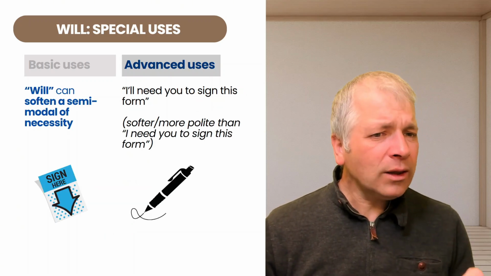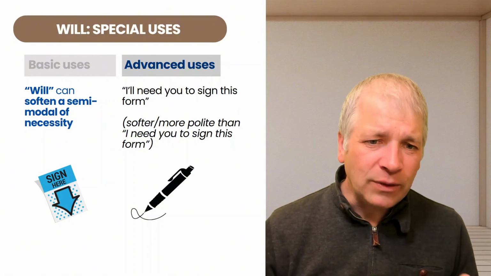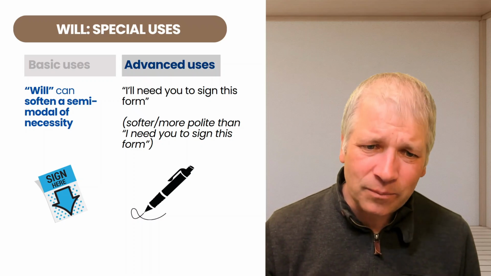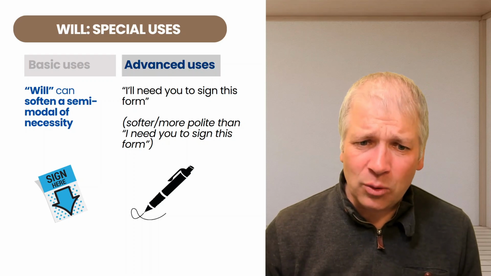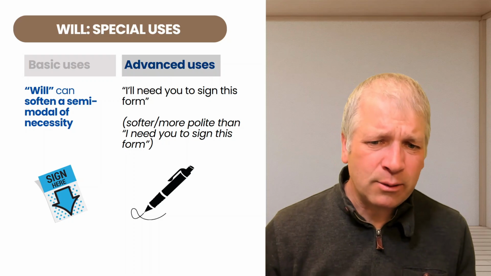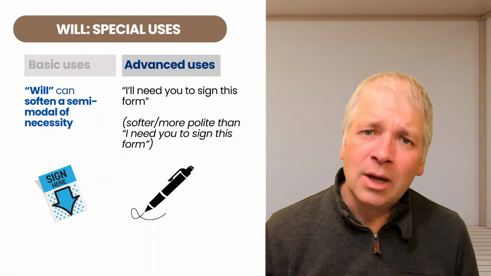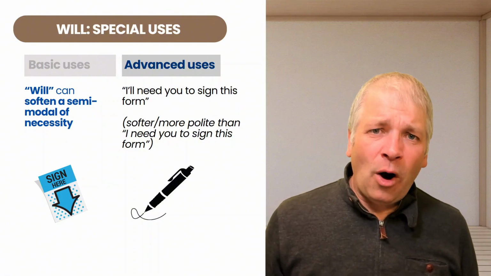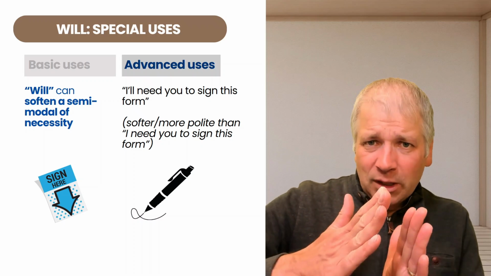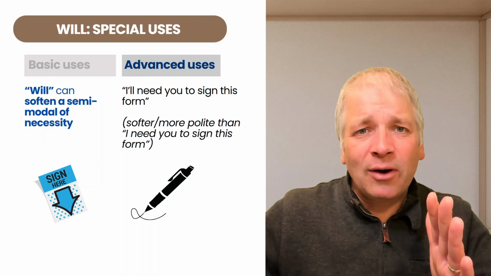And also, will can soften a semi-modal of necessity. Look at the example. I'll need you to sign this form. I'll need you. It doesn't really add any more meaning to I need you to sign this form. But by saying I will, it makes it softer or more polite than just saying I need you to sign this form. I'll need you. Again, it's using time. Often when we become politer in English, we distance ourselves in time. So will shifts from the present time into the future, creates that gap in time, makes it softer and more polite.